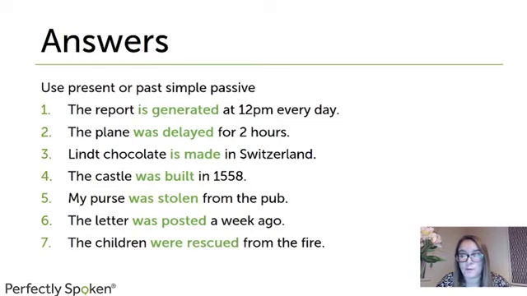For example, let's have a look at number 3. Lindt chocolate is made in Switzerland by... well, it's not really very important here because we understand that it's by the people who manufacture the chocolate, so we don't need to say it. Again, with number 5, my purse was stolen from the pub. Perhaps I don't know who stole it, but in any case, it's a thief, so I don't need to say this. So hopefully this makes it a little bit clearer as to why we need to use the passive tense.